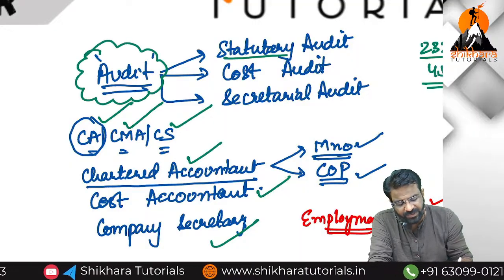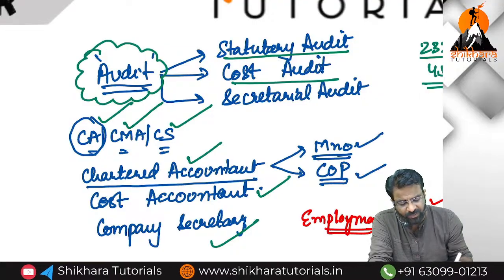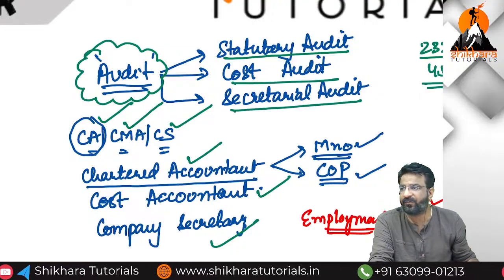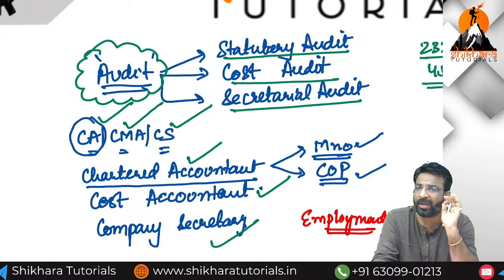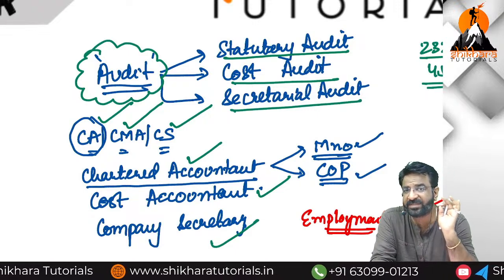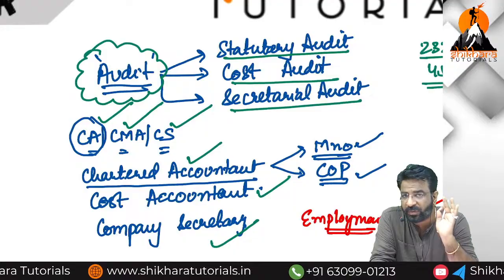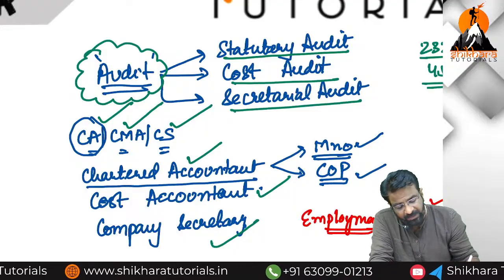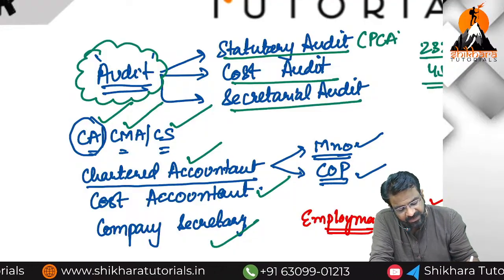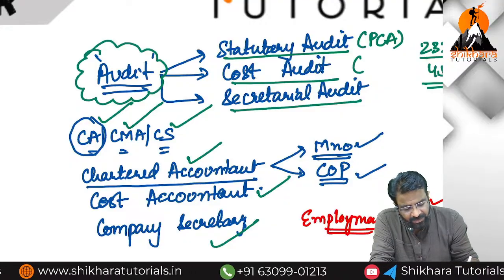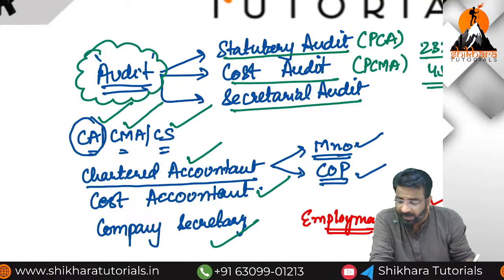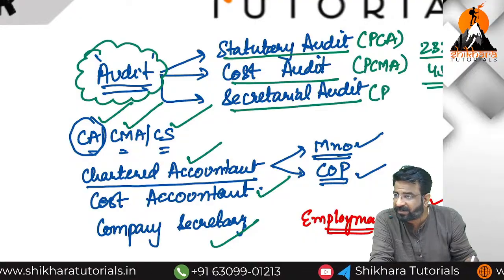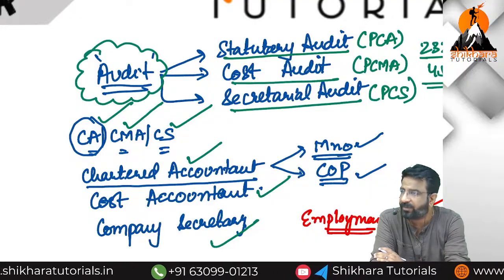One is known as statutory audit, one is known as cost audit, and one is known as secretarial audit. First of all, understand who can do the audit. If you are a COP holder, then only you can do the audit. It means this audit is done by a practicing CA, this audit is done by a practicing CMA, and this audit is done by a practicing CS. Did you get the point?